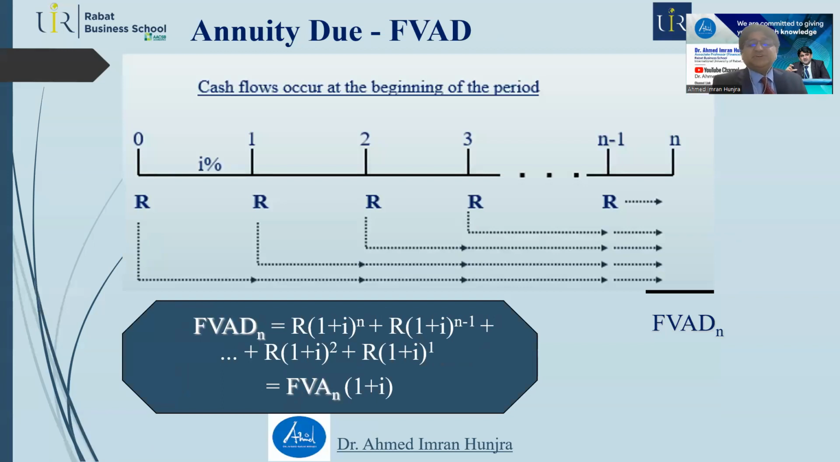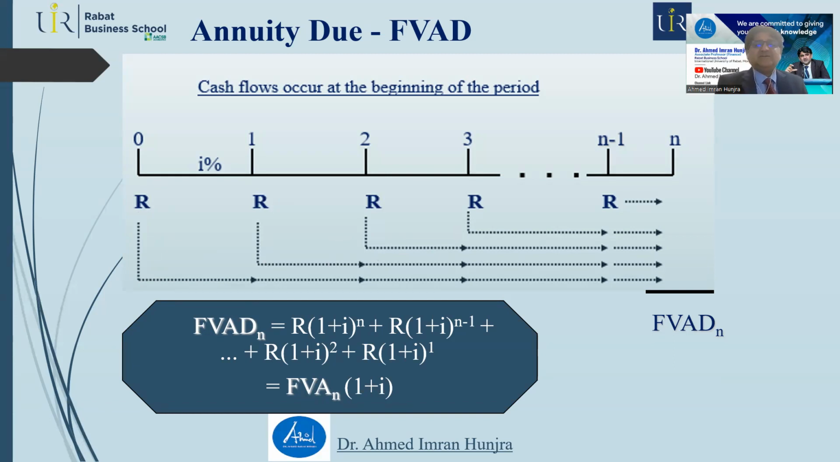So if it's the annuity due, what is annuity due? The payments are made at the start of each time period. So if the payment is made at the start of each time period, it is going to be invested for n time periods. So the first cash flow power will be n, the second cash flow power will be n minus 1, the third will be n minus 2, the fourth will be n minus 3, and the last cash flow power will be 1.